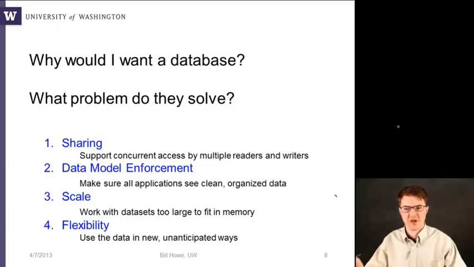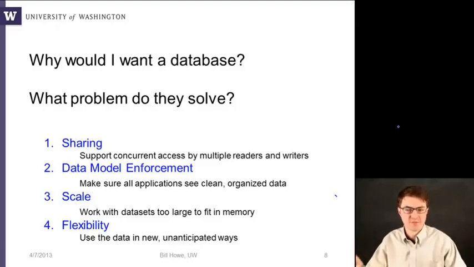And I think the fourth one is flexibility, which is, you might have written some software to access your set of files in a particular way, but as soon as you have to access it in some way you didn't anticipate, you have to rewrite a bunch of code. And so what databases try to do is anticipate a broad set of different ways of accessing the data and working with the data, and support all of them.